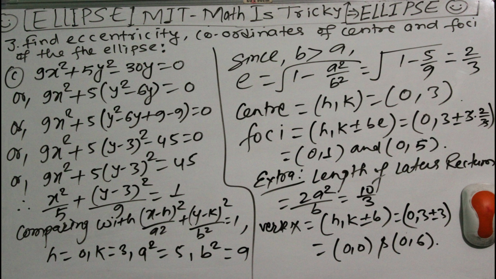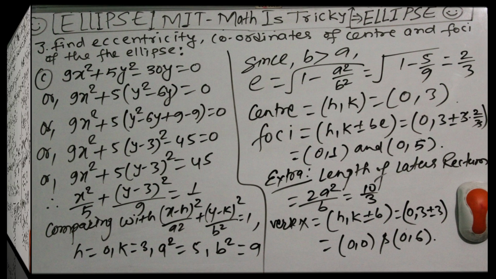Here center is h comma k, that is 0 comma 3. Foci will be h comma k plus minus b, and from that we'll get here 0 comma 1 and 0 comma 5. Also length of latus rectum will be 2a square by b, that is 10 by 3. Vertex will be h comma k plus minus b, which gives vertices as 0 comma 0 and 0 comma 6. This is the answer for question number 3c.